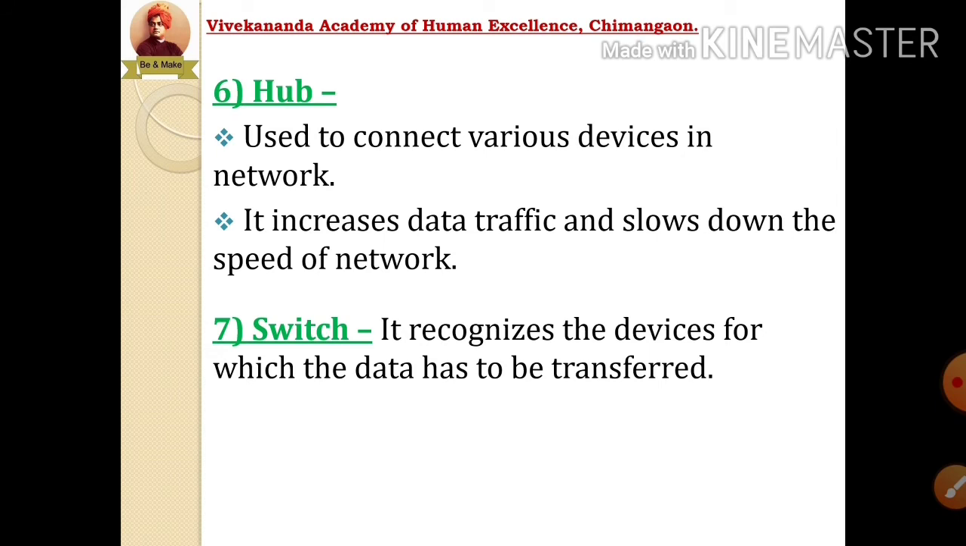Next component is switch. Switches recognize the devices for which the data has to be transferred. Which is used to connect various devices in a network. It recognizes the devices for which the data has to be transferred and sends that particular data to that device only. It never gets delivered to another computer.